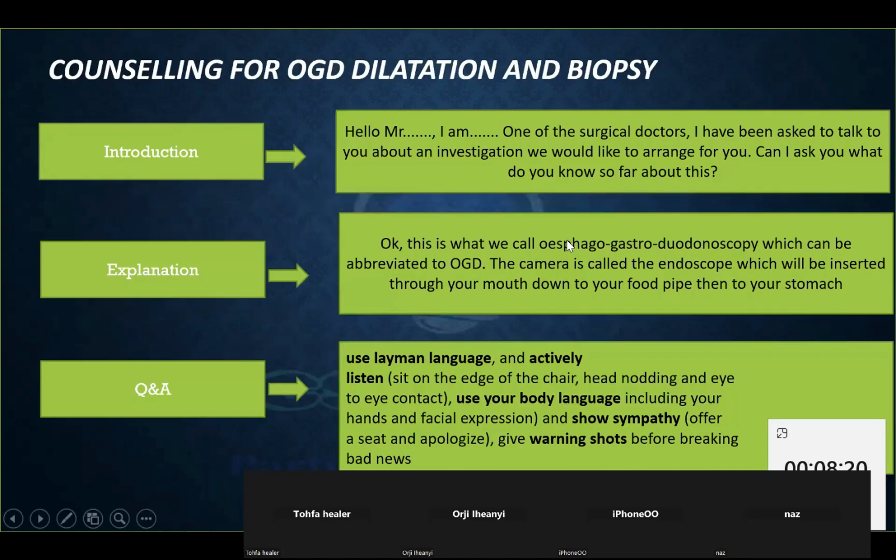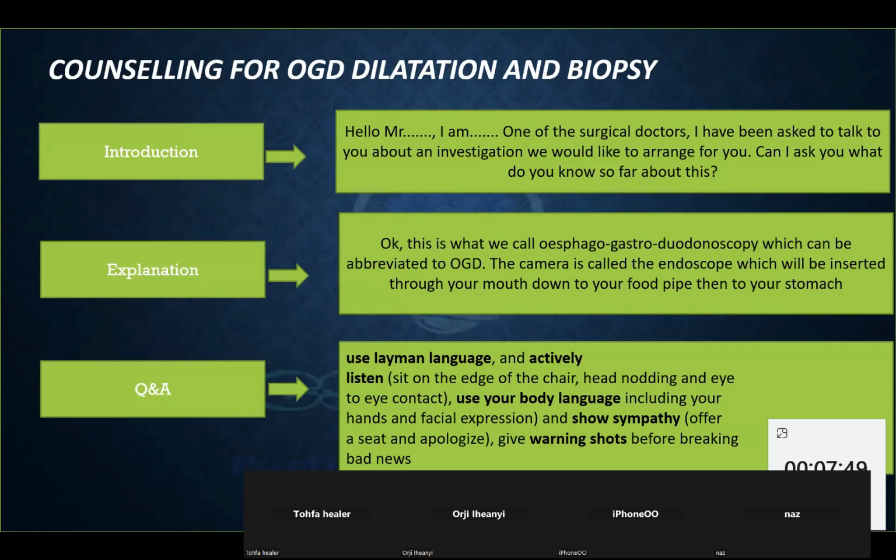Yes, I will explain in detail. So this procedure is called OGD scopy. In long form, it says esophagogastroduodenoscopy. In this procedure, we will put a small tube into your mouth, and then it will go to the food pipe, to the stomach, and then it will end in the small bowel. There will be a tiny camera at the front of this tube, and through this camera, we can see live pictures on the TV screen. So, are you following me?